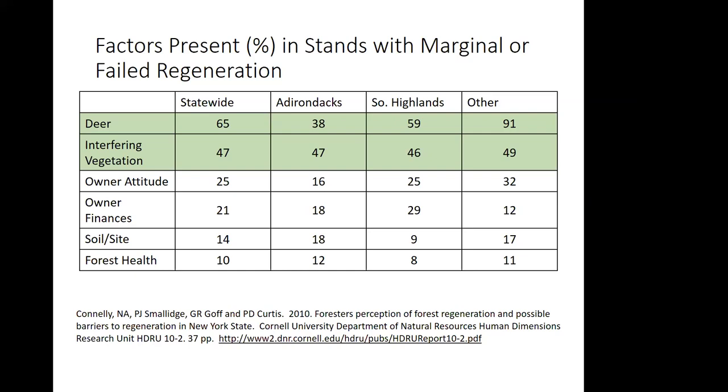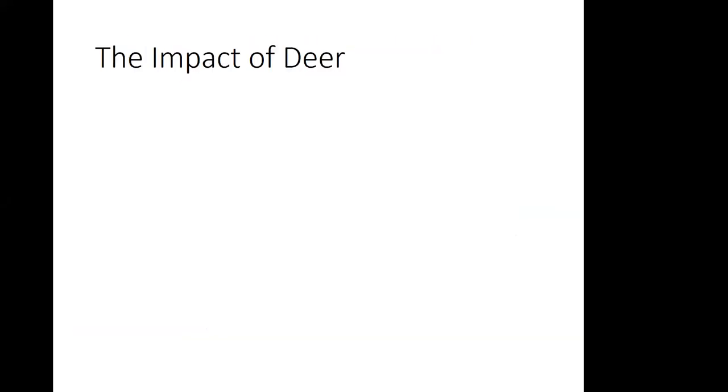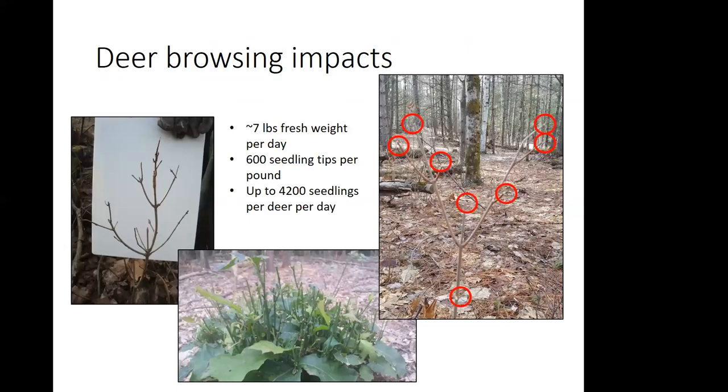In other areas, like the Lower Hudson Valley and the Lake Plain, and the Southern Highlands, from Delaware County across to Chautauqua County, it was 59%. The Adirondacks, we'll talk about that in a minute, was a little bit lower. Interfering vegetation, native or non-native, was common and fairly consistent throughout the state. So let's first look at the impact of deer and what deer can do.